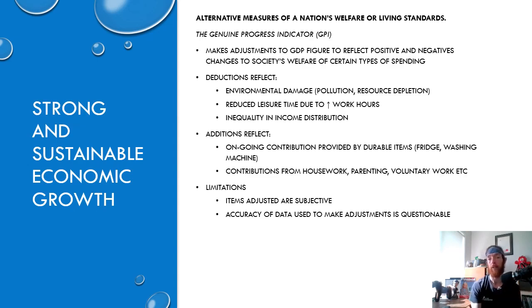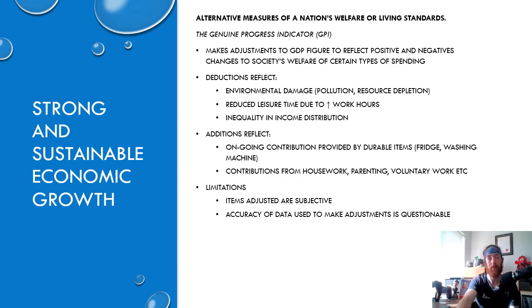They also add on contributions from housework, parenting, and voluntary work. They give a value to these forms of non-marketed production because they are actually contributing to the economy, even if it's not in a financial way. Some of the limitations is that the items adjusted are subjective, so a team just decides what should and shouldn't be added, and the accuracy of the data used to make adjustments can be questionable, because they're making it based on their own judgments.